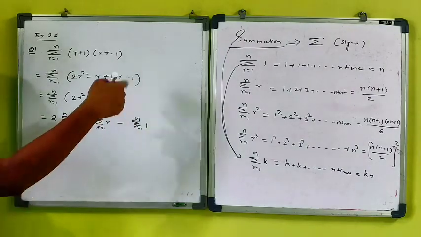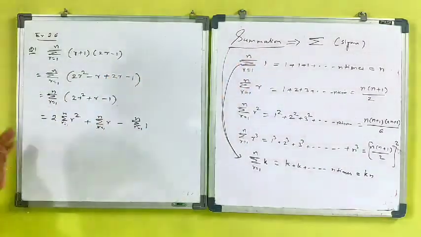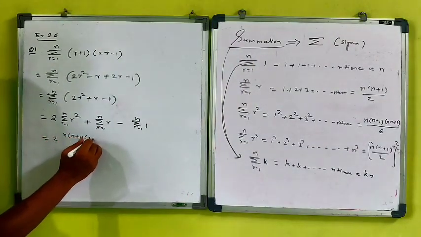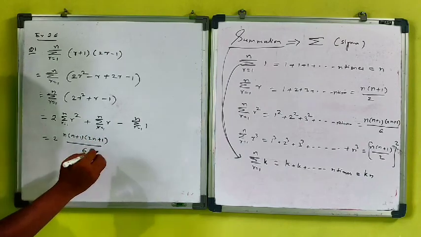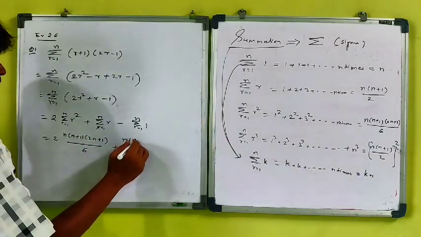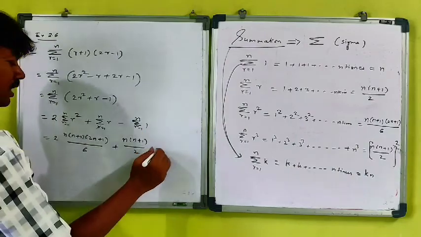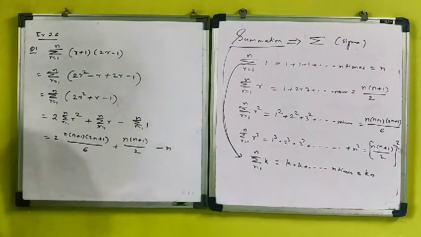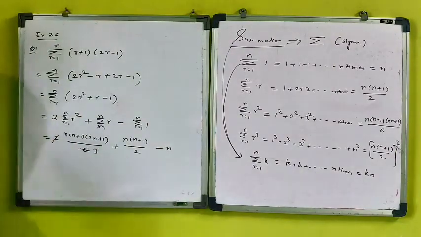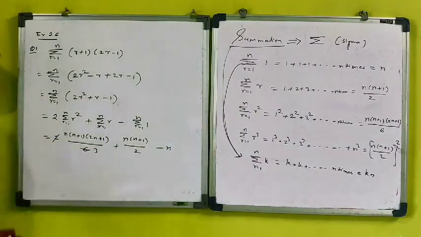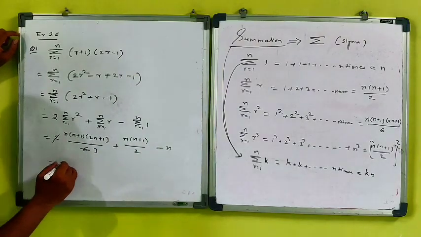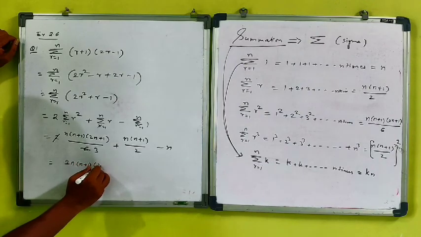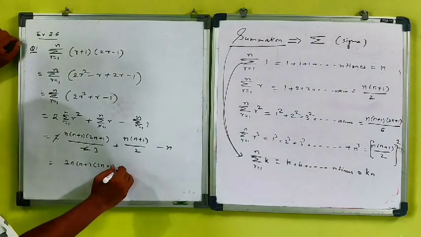Now we will use those formulas here. Sigma 1 is n, sigma r square is n into n plus 1 into 2n plus 1 upon 6, and sigma r is n into n plus 1 upon 2. Like this, you can simplify. This cancels here. The LCM is 3 and 6, so you have to multiply this with 2 again, or 2n, and this you have to multiply with 3.